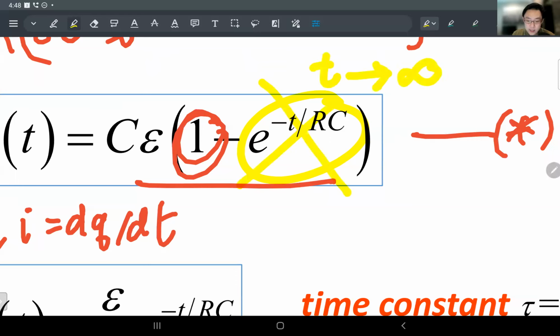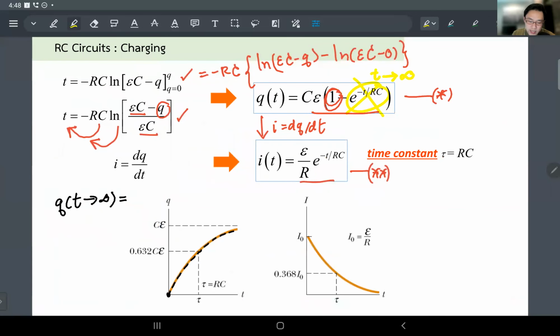Does that make sense? So that means when time is so big, the Q, the charge, is approaching CE times 1. So it's just CE. So you can say this is your Q max. That is the maximum charge that you are going to eventually get. And that is right here. See, that is your asymptote.